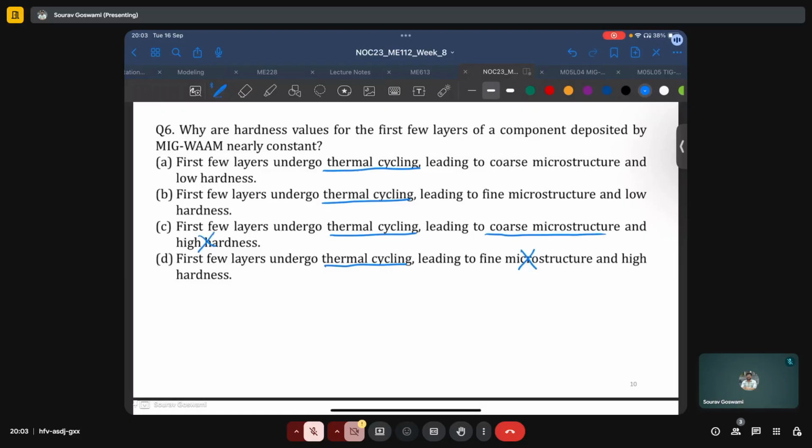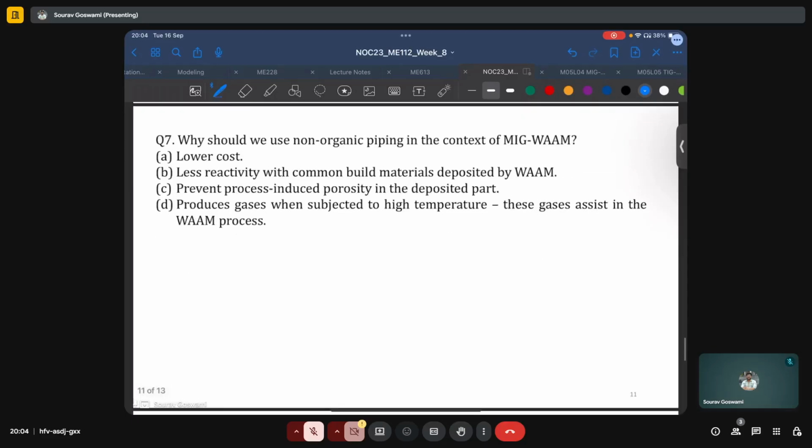Again, thermal cycling will not lead to a fine microstructure, but it will lead to a coarse microstructure, and the process-structure-property relationship will be such that this coarse structure will lead to lower hardness, and so option A is correct. That is why the hardness in the first few layers will be lower than the layers towards the top along the build direction.